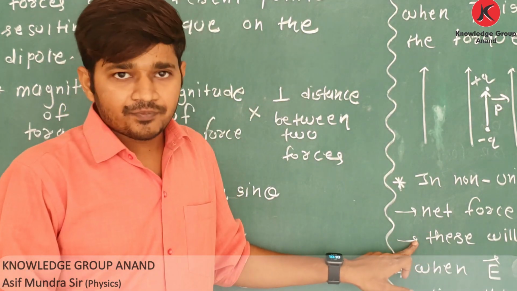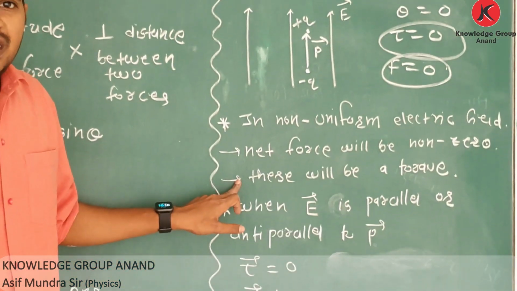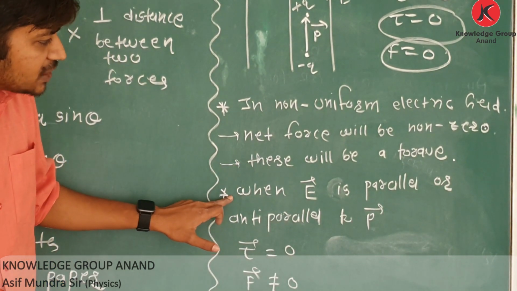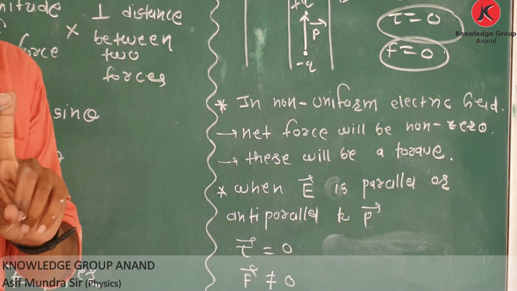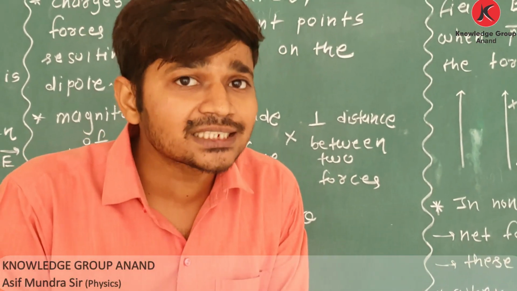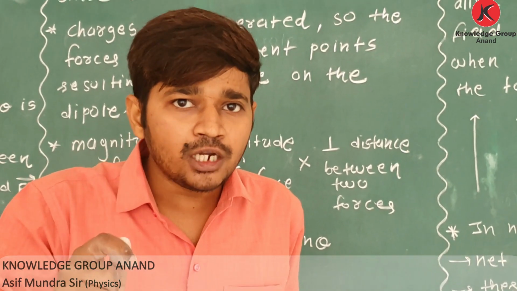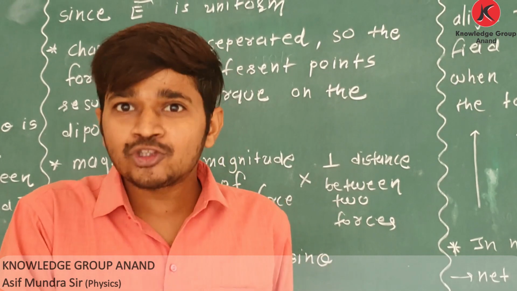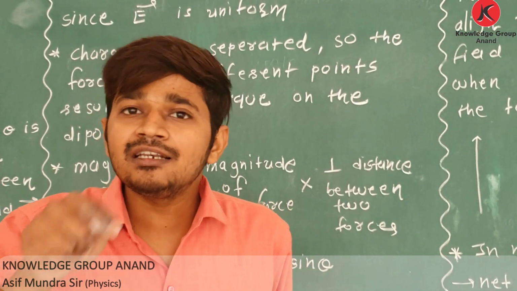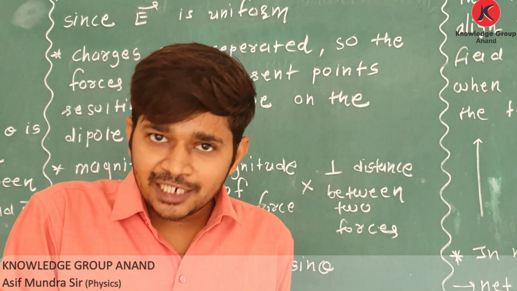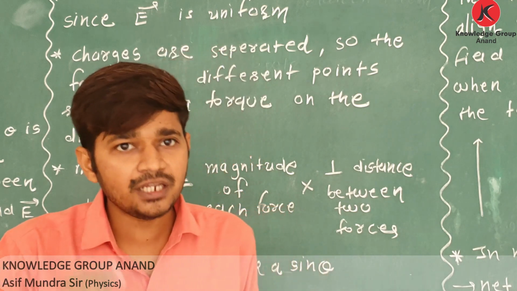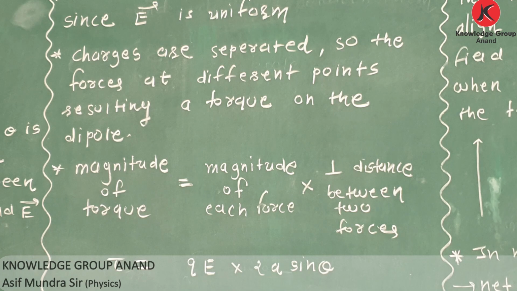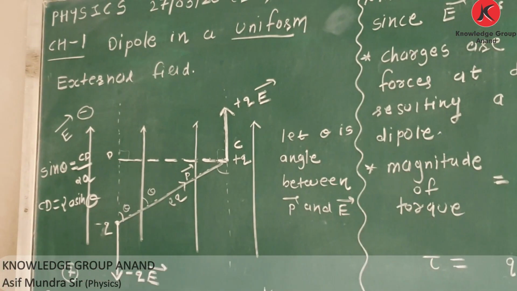Yes, there will be a torque when there is an angle between P and E. But when E is parallel or anti-parallel to P, the torque will be zero. So you have to remember, in a uniform electric field, force is always zero. In a non-uniform electric field, force is always non-zero. And in both cases, torque depends on the angle between P and E. Once the electric dipole aligns in the direction of the electric field, torque will be zero. So this is the behavior of an electric dipole in a uniform and a non-uniform electric field.